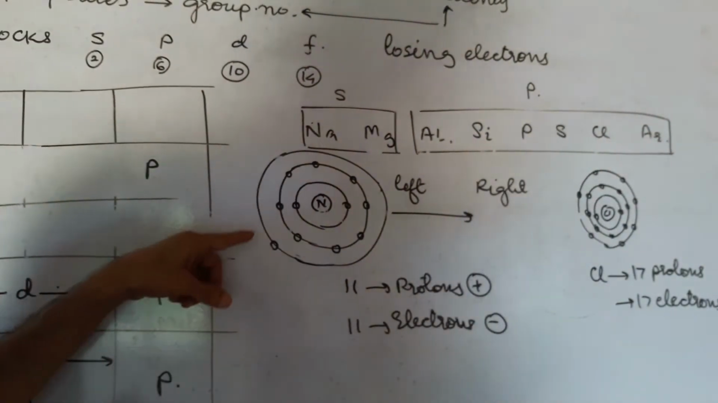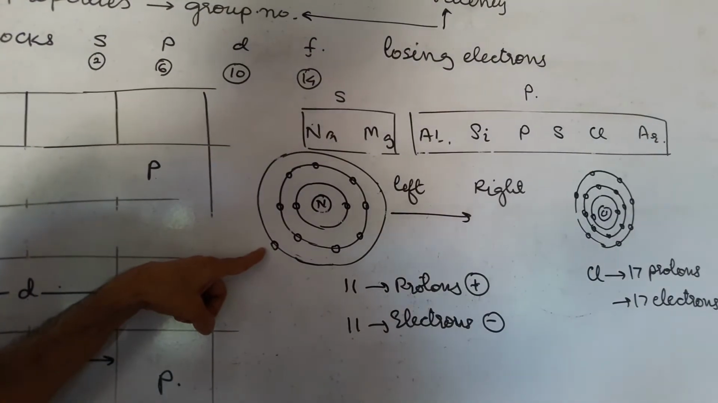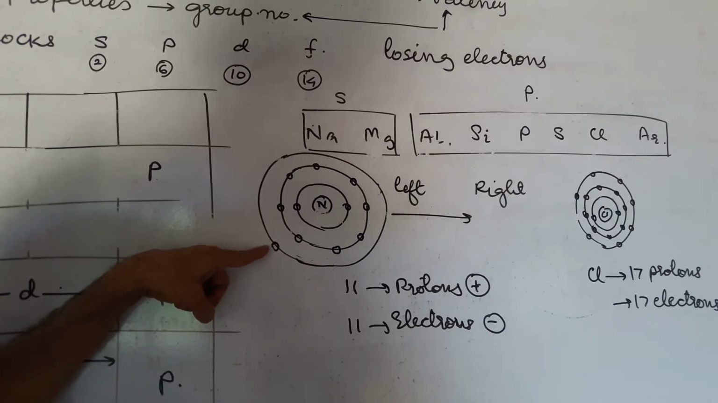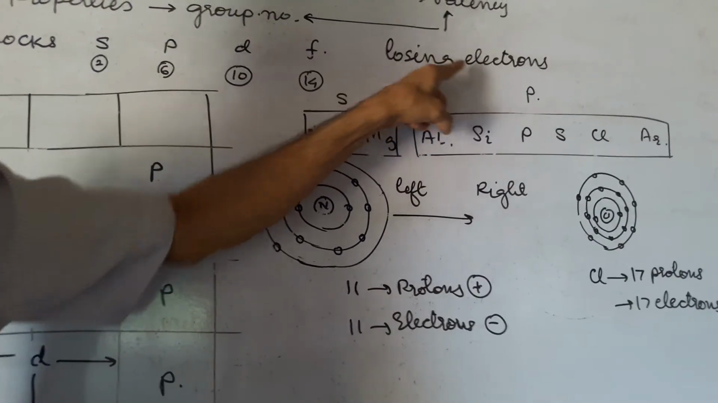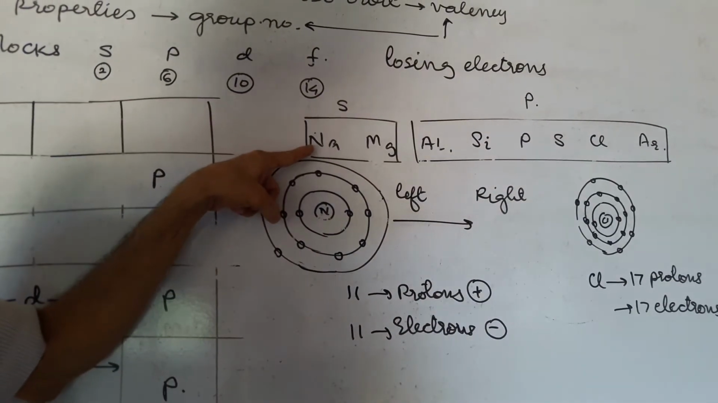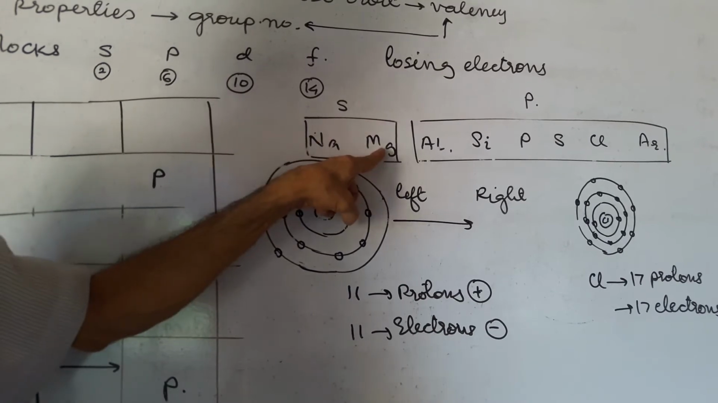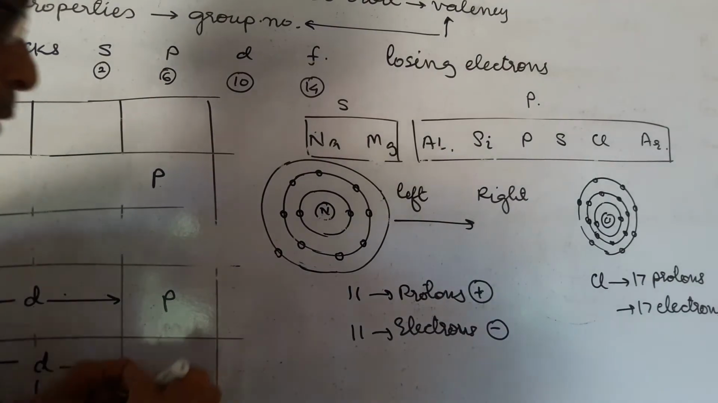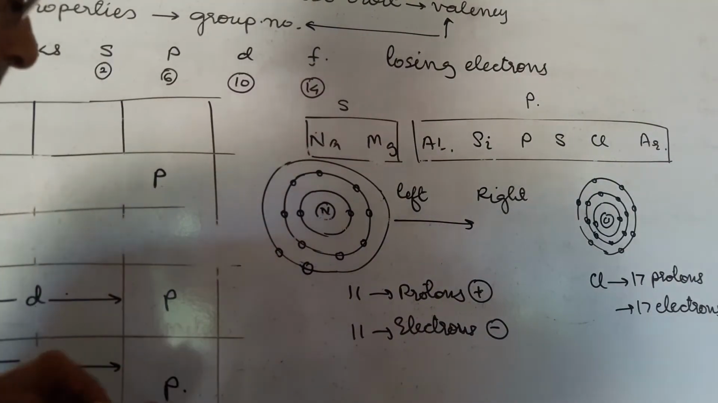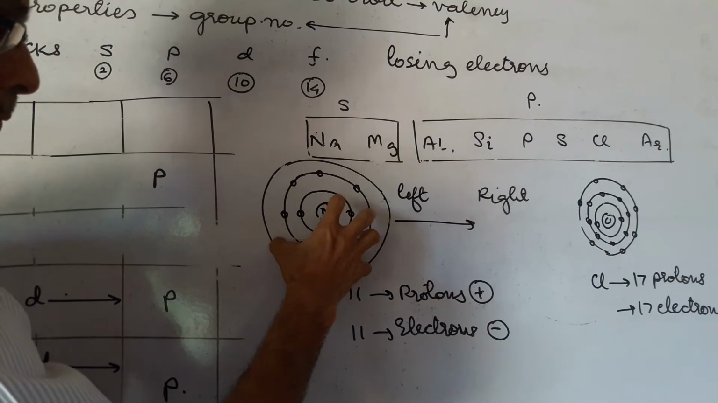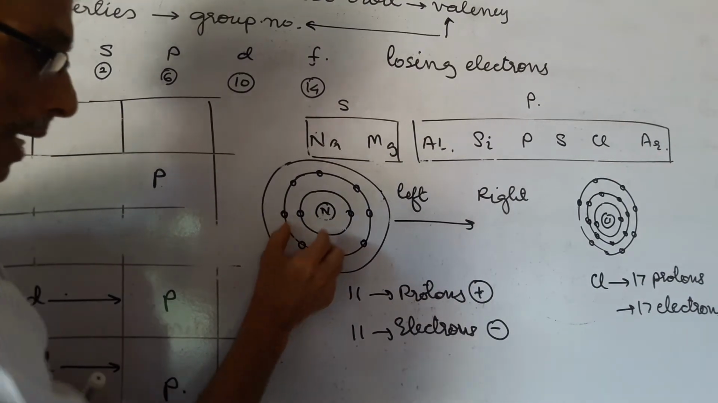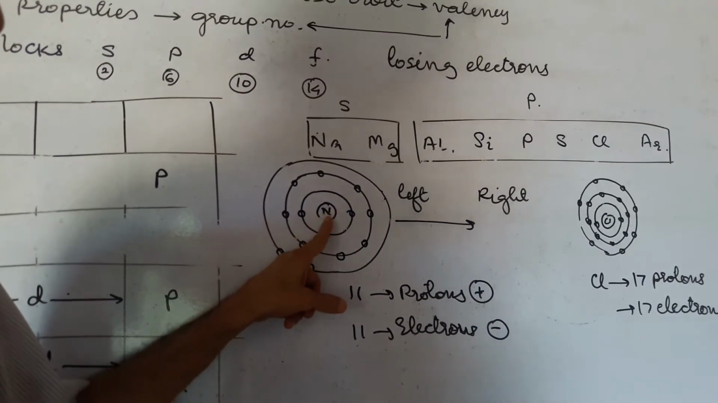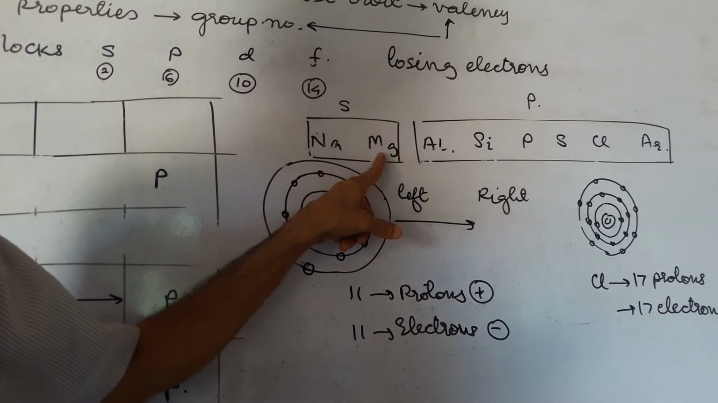Here sodium can lose electrons easily because it has only one electron in the outermost orbit and it is far up from the nucleus, so it can lose easily. So losing electrons easily is the strongest metal, and that's why sodium is the strongest metal. Magnesium is a metal but not as strong as sodium, because in magnesium there are 2 electrons. And if these 2 electrons are there, the attractive force increases, and that's why they come closer, and the losing capacity decreases.